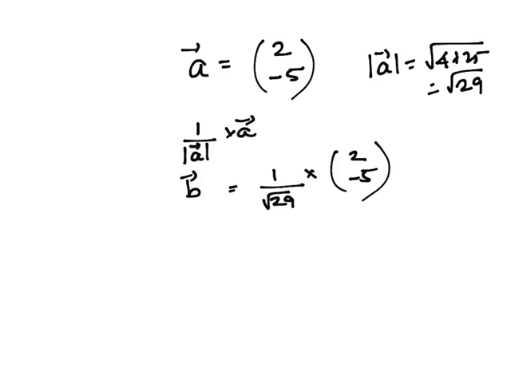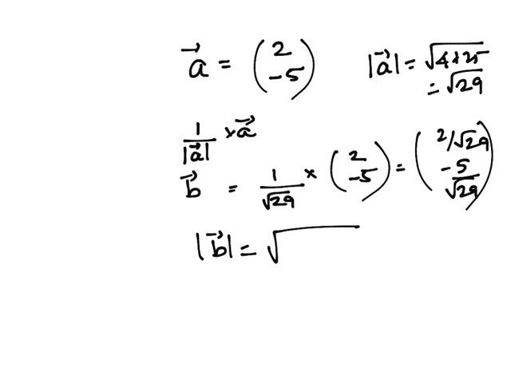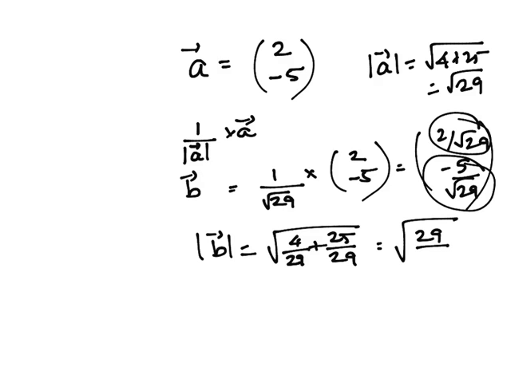Now if you want to check whether the magnitude of B is 1, you can definitely find out. This can be written as (2 by root 29, -5 by root 29), right? So I can find the magnitude of B, which is square root of 4 by 29 plus, if I square this, 25 by 29. Which is nothing but square root of 29 by 29, which is equal to 1. So definitely this is a unit vector.